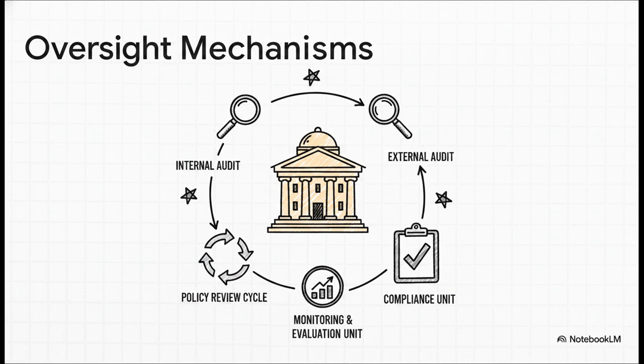Now, to ensure the institution doesn't decay over time, it needs robust, built-in oversight. We're talking mandatory internal and external audits, a dedicated compliance unit, monitoring and evaluation teams, and a strict policy review cycle every 2 to 3 years. These aren't just watchdogs trying to catch mistakes. These mechanisms actually ensure the institution naturally evolves and adapts to changing national needs without ever losing its core identity.